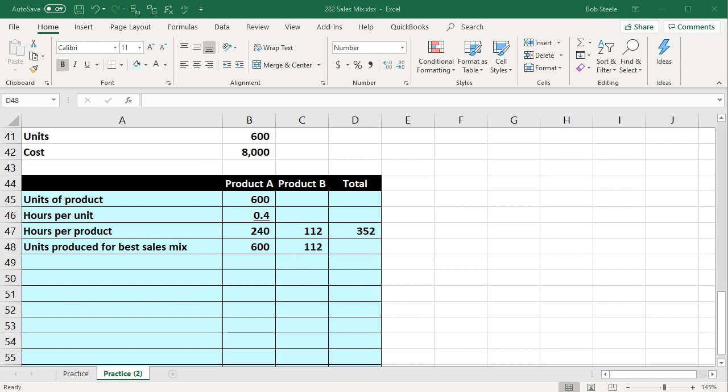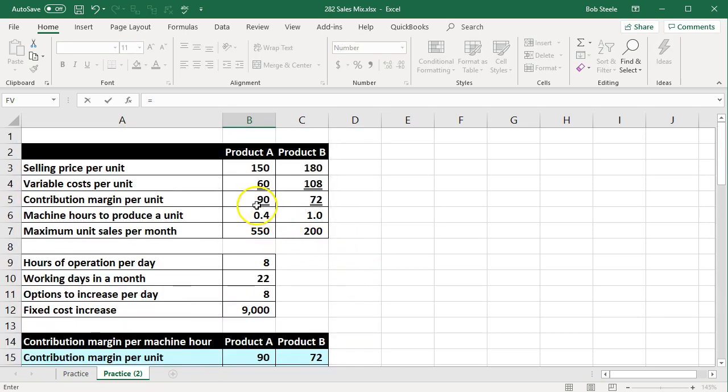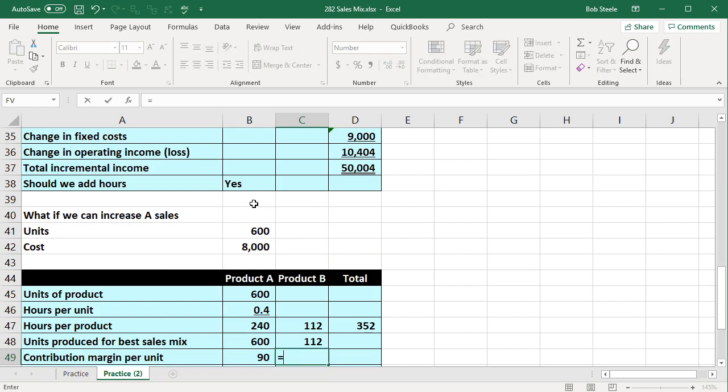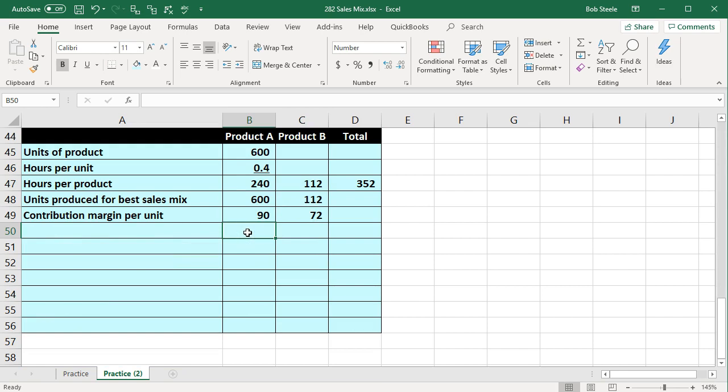And then the next item is going to be the contribution margin per unit. So the contribution margin per unit is going to be equal to, that's given up top, the 90, and this equals the 72 up top. So then we're going to multiply that out. So we've got the 600 times the 90, and this equals the 112 times the 72. We go ahead and underline this item. I'm going to go to the Home tab, font, and underline that. Do a little bit of formatting here. They'll probably be formatted for you already.